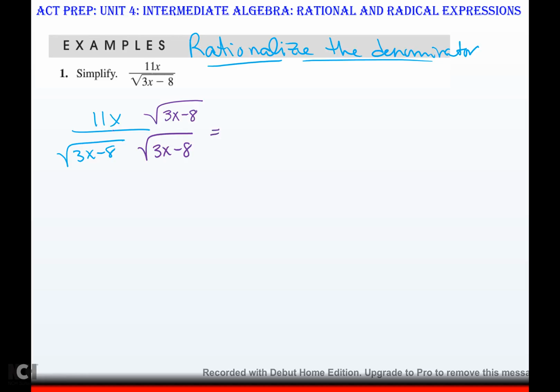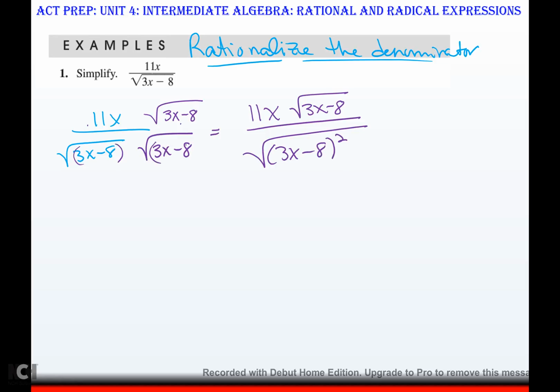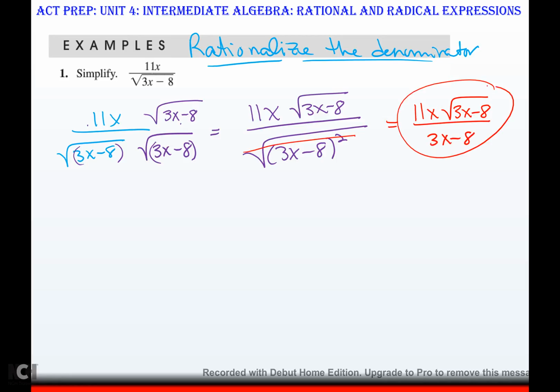On top, it's not like you can take 11x times 3x. You don't actually multiply, you can just make them touch. So you have 11x times the square root of 3x minus 8 over the square root of 3x minus 8 squared, because 3x minus 8 times 3x minus 8 is 3x minus 8 squared. When you take the square root of a square, it cancels, and that gives me 11x square root of 3x minus 8 over 3x minus 8. It doesn't look any simpler to me either, but we've eliminated the radical in the denominator, so we're good.